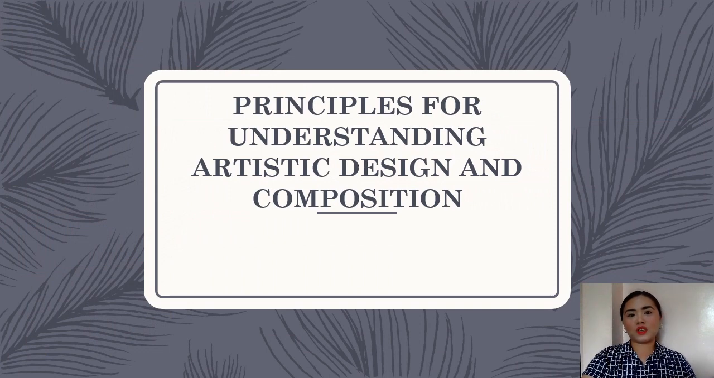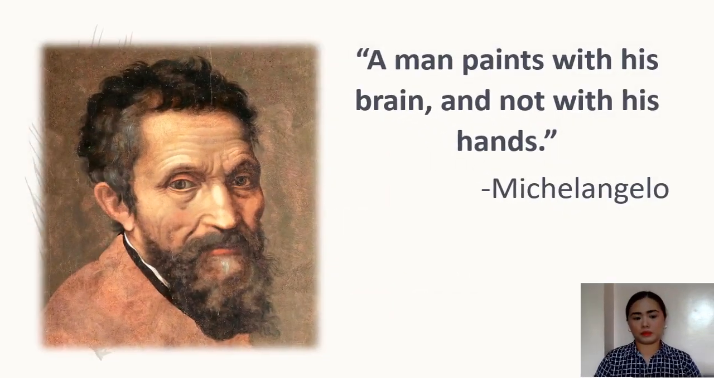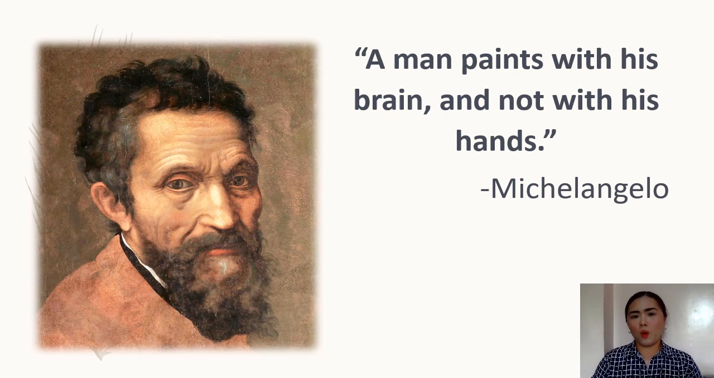Now let us continue with the last part. We have the principles for understanding artistic composition and design. Now, why is it important for an artist to learn the principles for understanding artistic composition? Now, to help us answer this question, let's use this quote by Michelangelo. He stated, "A man paints with his brain and not with his hands."